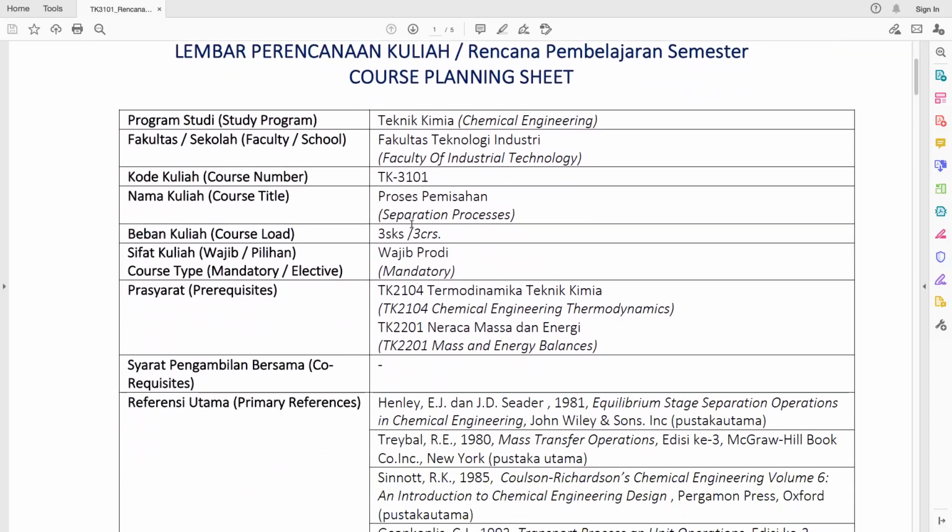So it is a mandatory course, the wajib. And then we have 3 credits. So 3 credits means you have 50 minutes times 3 again, so 9 times 50 minutes. So for 50 minutes, or more or less, that would be about 9 hours. Yeah, 9 hours per week.